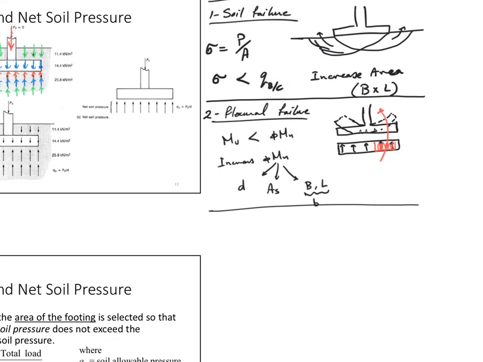The third way to fail is the shear failure. Since we said shear, the moment, then we have to also talk about shear. And then in this case, we will talk about the one-way shear.